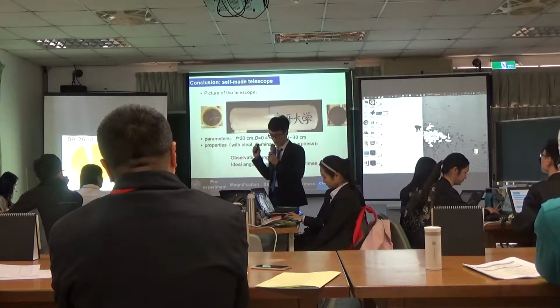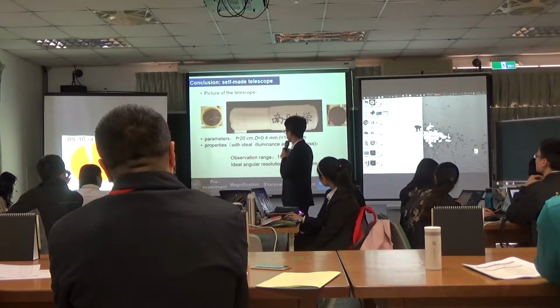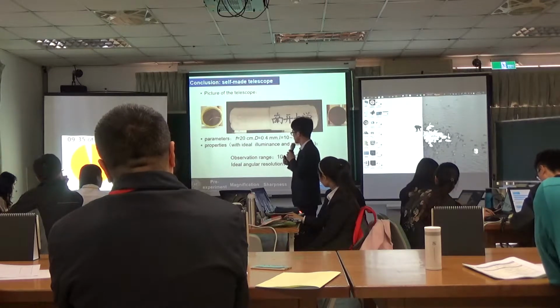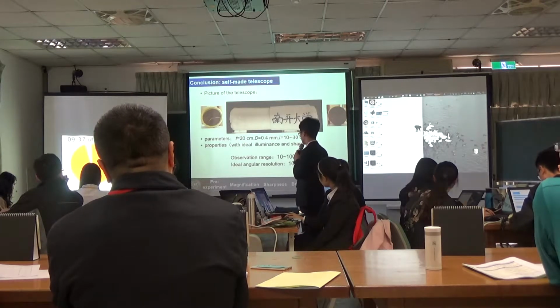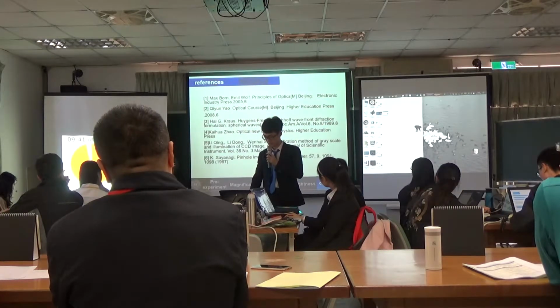And we have self-built a telescope and studied its parameters. We found that its observation range is 10 to 1,000 meters, and its ideal angular resolution is 10 to 12 times. This is our references. And thank you.